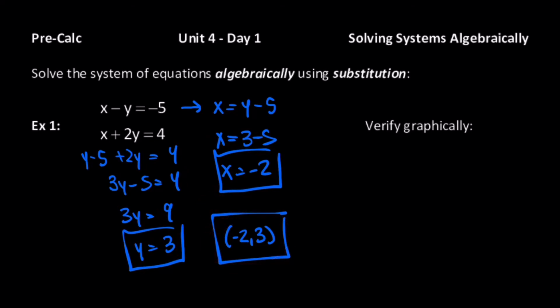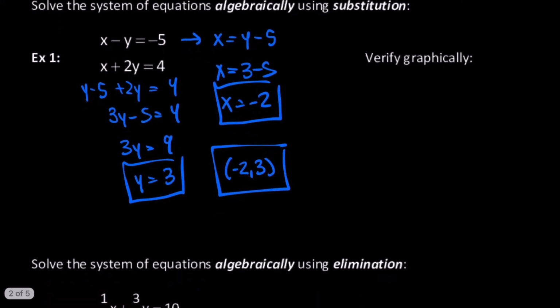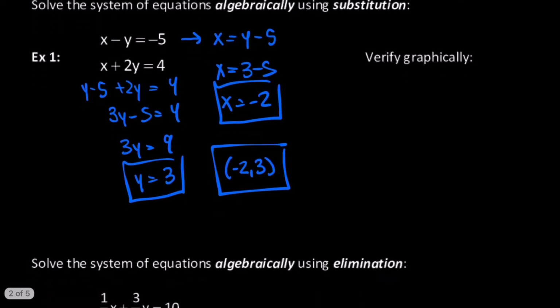Verify graphically. All right, so to do this graphically, what we would need to do is solve each one of these equations for y. And then we'll assume we're going to enter it into the calculator. So the top equation, if I solve it for y very quickly, I'll call this y1. It's x plus 5. And the second equation I'll call y2. If I get y by itself, that's going to be negative 1/2 x plus 2.